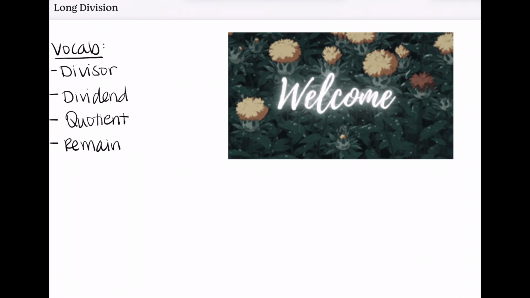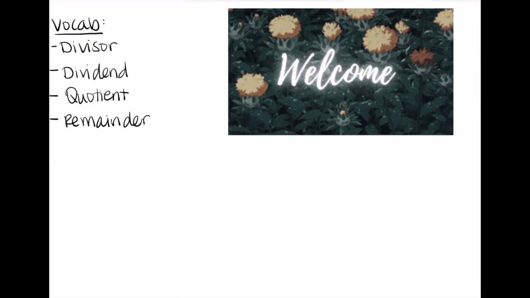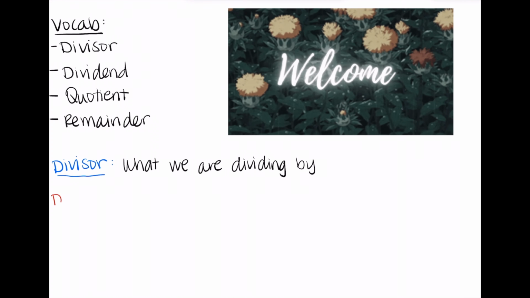But the vocab words for today are going to be divisor, dividend, quotient, and remainder. So to start off, we'll go ahead and define our first vocabulary word, and that is the divisor. So the divisor is what we are dividing by. And I'm color coding all of these, so when we do our first example, you'll see where everything plugs in. So our divisor is in blue. That's what we're dividing by.